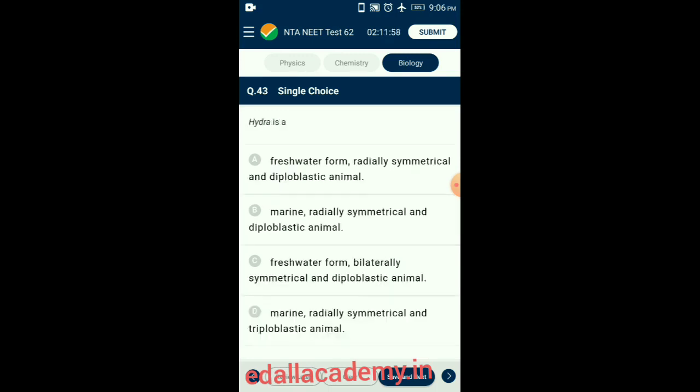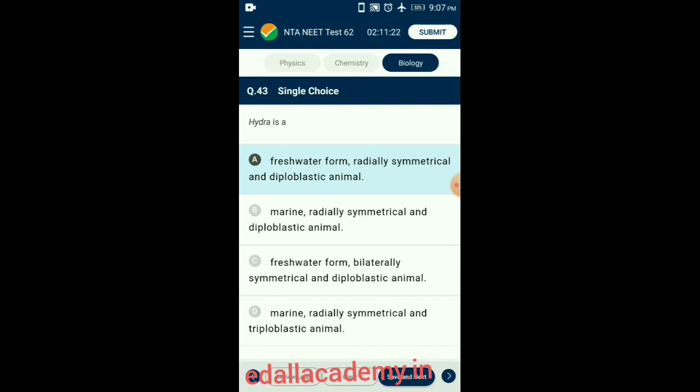Question number 43. Hydra is a... Hydra belongs to class Hydrozoa of phylum Coelenterata. Hydra is a freshwater form, radially symmetrical and diploblastic animal. So the answer is option A. Freshwater form, radially symmetrical and diploblastic animals.